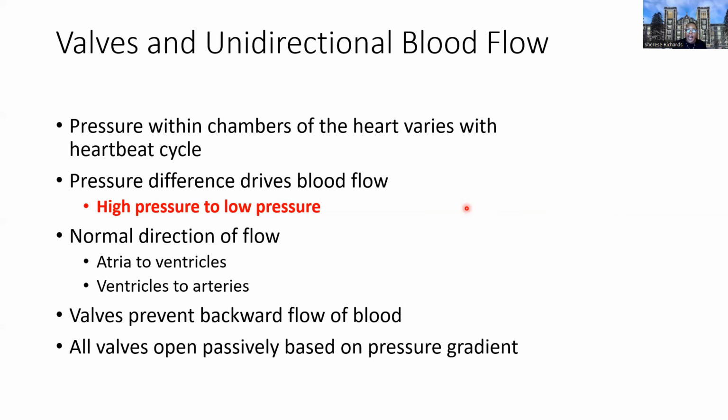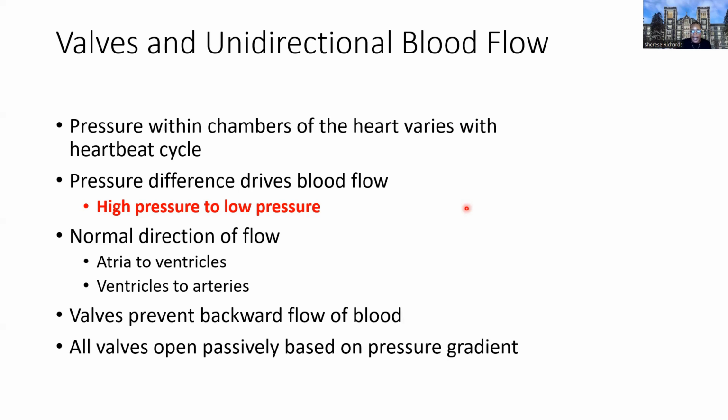And so the valves are passive structures. The valves are not muscular. The valves are really a fibrous skeleton and then connective tissue. So there's no muscle in the valve to move it out of the way. The pressure gradient that is created is what allows the normal direction of flow. This is why blood goes from atria to ventricle, because the atria contract first, which means higher pressure in the atria. And now blood is going to go from high pressure to low pressure, so it moves from the atria down into the ventricle.